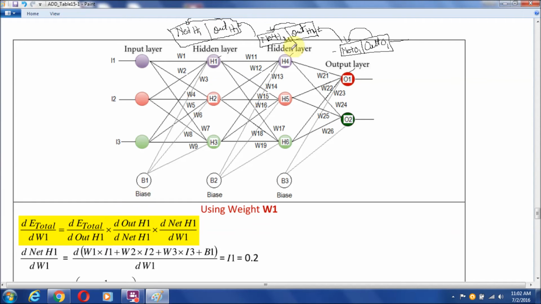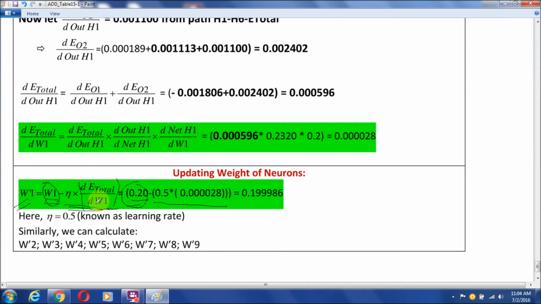Error propagates like this. And we use this connectivity information to expand our derivation chains, or use the chain rule. To update the weight W1, as usual, we calculate this derivative. By using this derivative of E total with respect to W1, we update the weight W1, which gives a new updated weight W1 dash. Now the main issue is how to calculate the derivative of E total with respect to W1.